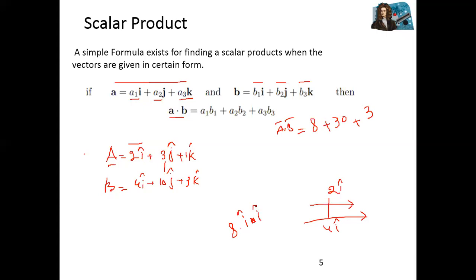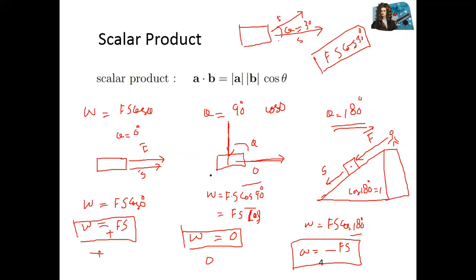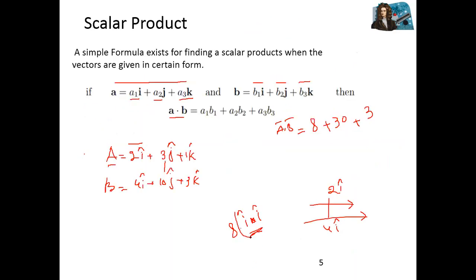These are unit vectors. When the angle is 0 degrees, so i dot i is equal to what for 0 degrees? Cosine of 0 is equal to what? 1. So if you write here i dot i is equal to 1, then 8 multiplied with 1 equals 8. Same with two vectors on the vertical axis, for example, one j and the second is also j.